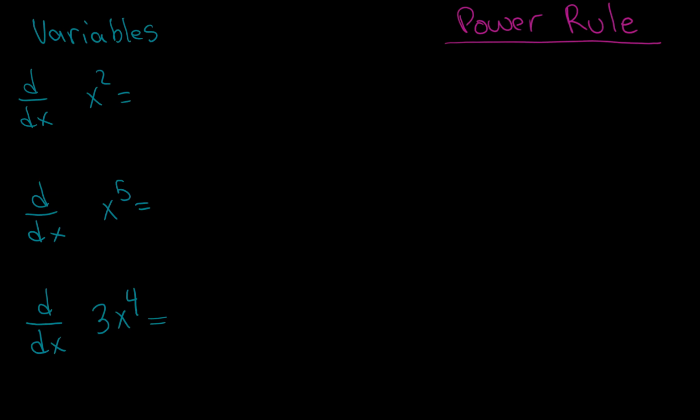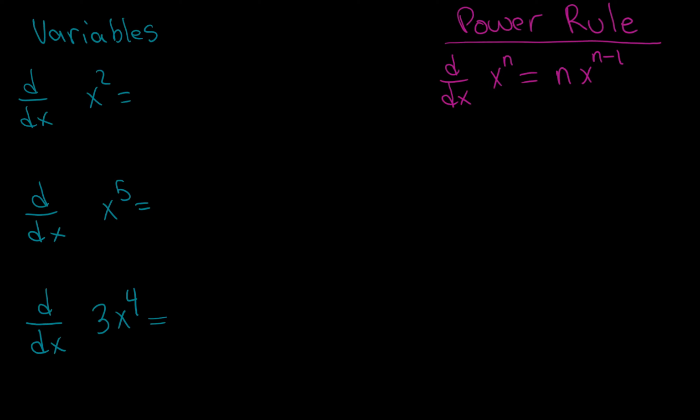Now, when we move on to working with variables, you can see we have differentiating with respect to x, and we have the variable x in our function that we're trying to differentiate. When we're working with these sort of problems, we need to introduce something called the power rule. What the power rule says is if you have a derivative with respect to x of x to the power of n, that equals n times x to the power of n minus 1. I think it's easiest just to show it in action.